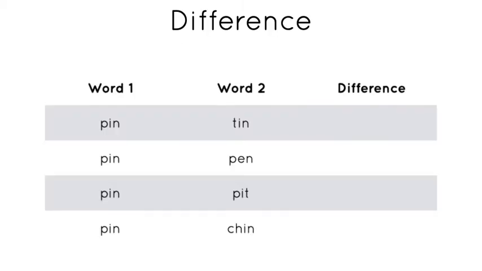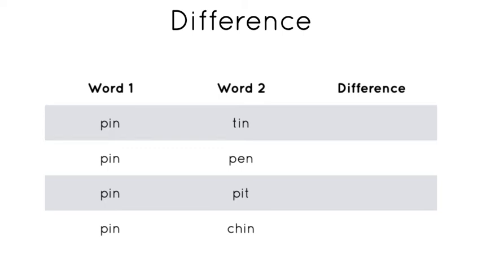Let's look at some sets of words. In this word set, I have two words, word one and word two. On a scrap piece of paper, think about the sound that you have to substitute into word one to get to word two. I'll be right here. Put me on pause.